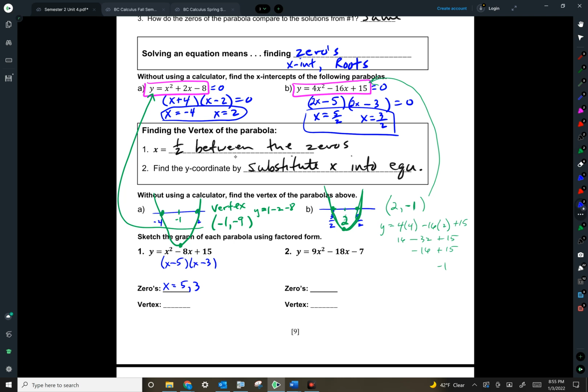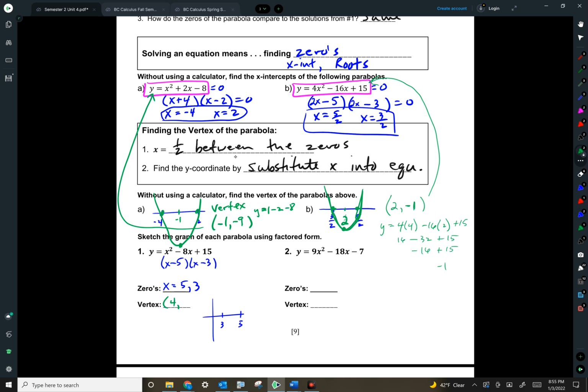Okay, so I'm going to come down here. Imagine my x-axis. Here's 3. Here's 5. That means the vertex happens halfway between 3 and 5. So the vertex happens at 4. Okay, so if I plug in 4, and you know what I'm going to do?